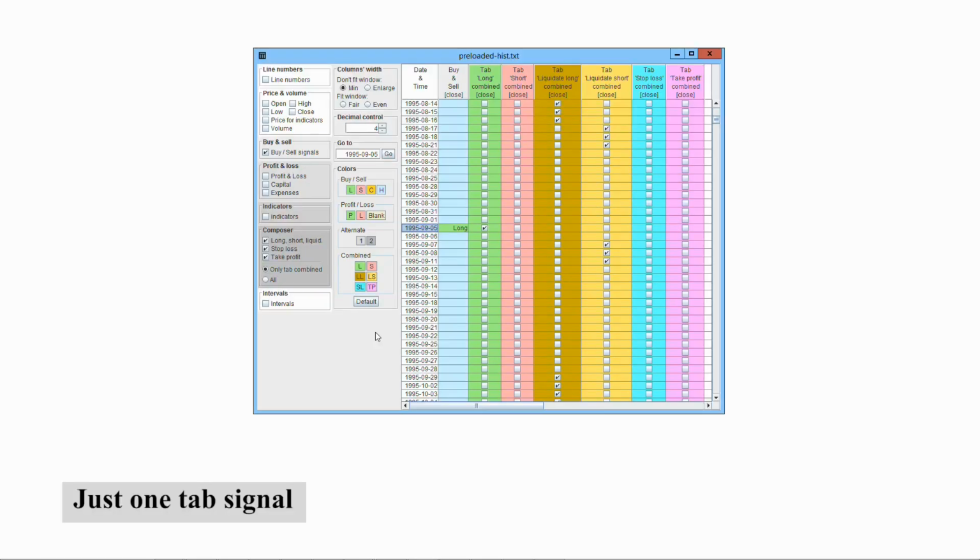In this subsection, we explore what happens when there is just one tab signal in a given instant of time, that is, when just one tab is true, while all the others are false. If there is just one signal and it is consistent with the current trade, things are straightforward. For example, if there are no open positions and only the long tab is true, a long signal is given and a long trade is opened.